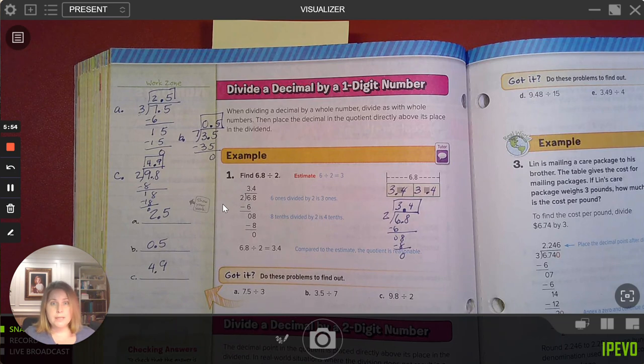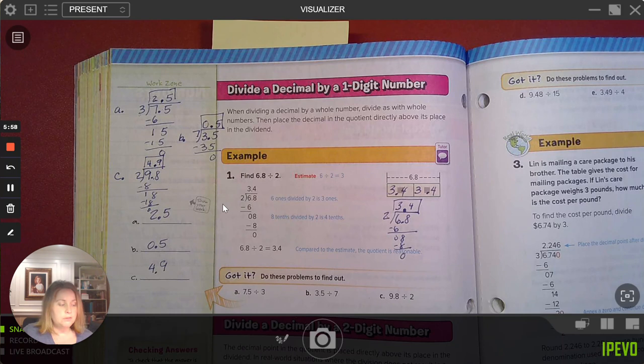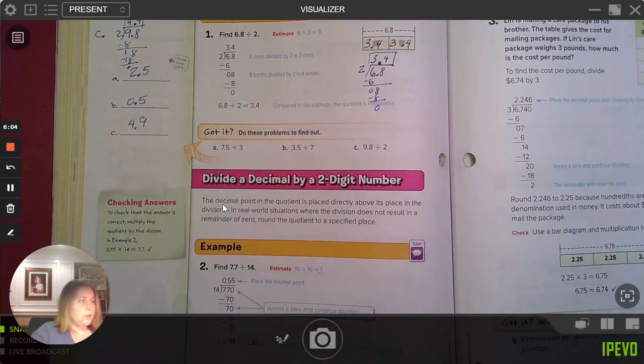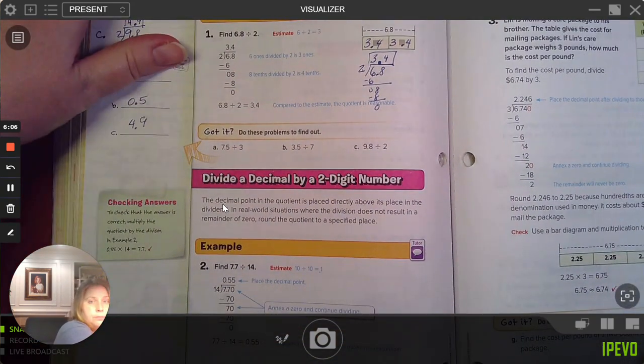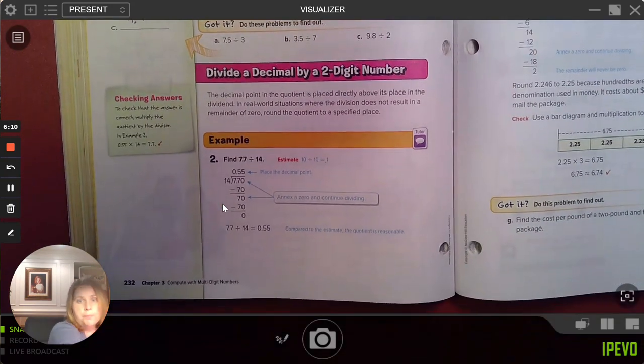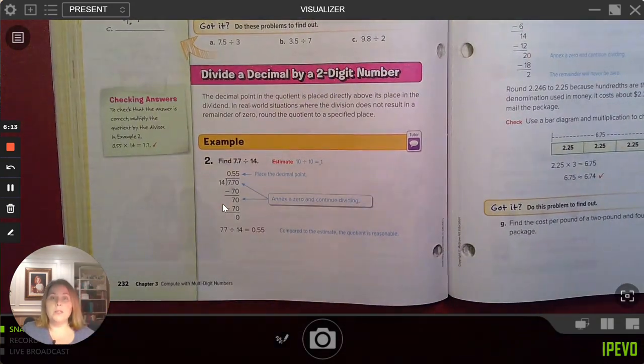Okay, so that was dividing a decimal by a one-digit number. Now let's just bump it up one more step of difficulty. We're going to divide a decimal by a two-digit number. So let's go ahead and look at this section. Let's adjust the camera. The decimal point in the quotient is placed directly above its place in the dividend.